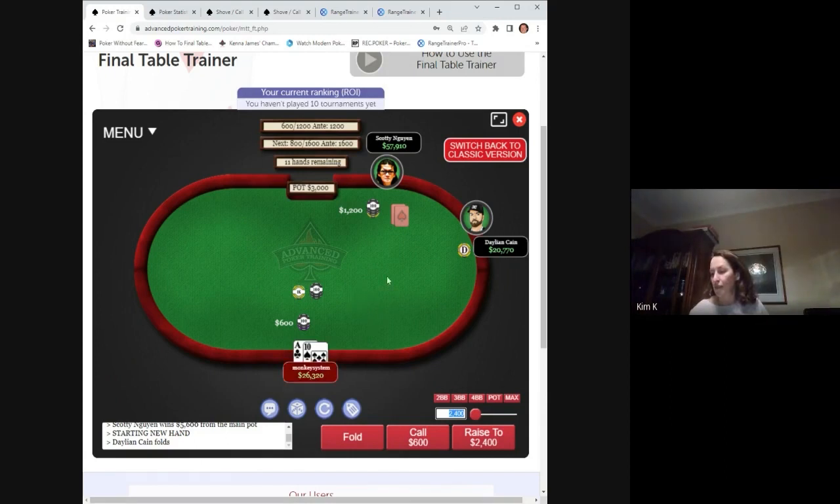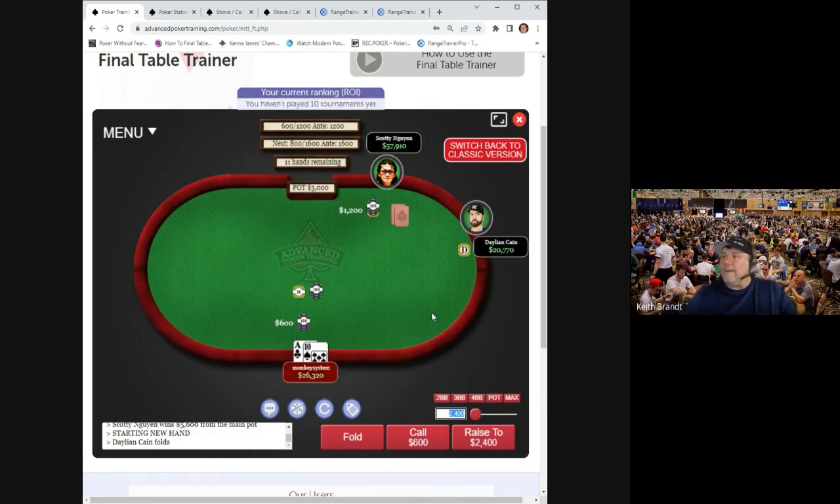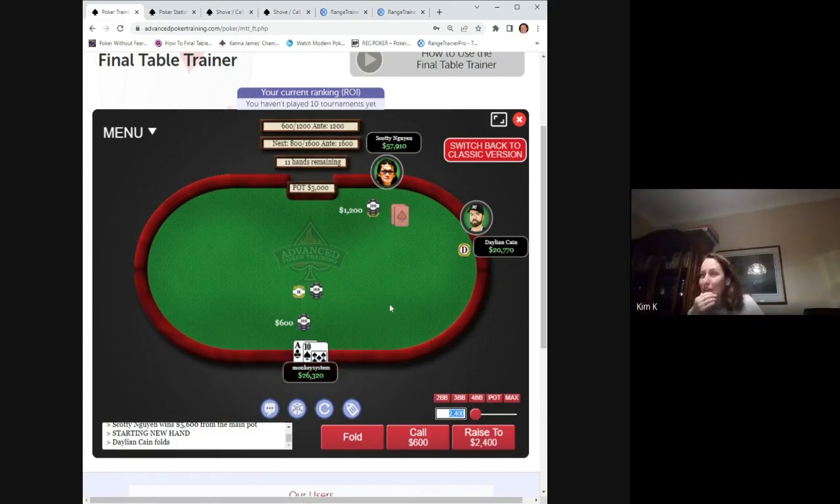Like I said, those are the optimal plays: jam it at 20 and limp it at 25. And where are we at, actually? 21, 22, something like that. About 22 big blinds. Yeah, 22 and a bit.